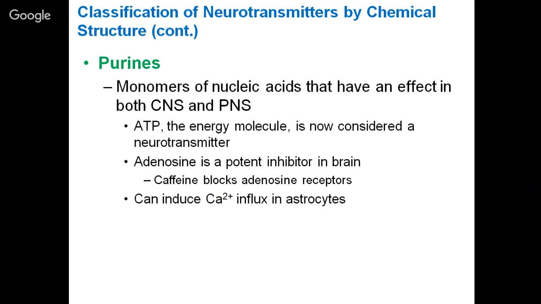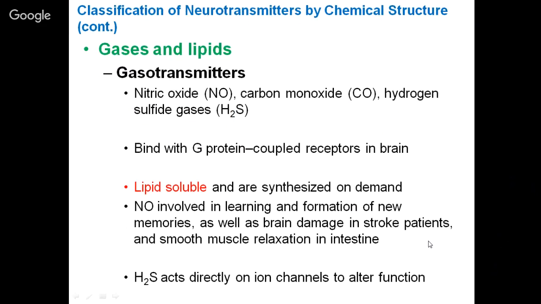The purines, the other category, are monomers of nucleic acids that have an effect on both the central nervous system and the peripheral nervous system. ATP, the energy molecule, is now considered a neurotransmitter. Adenosine is a potent inhibitor in the brain, and also these monomers can induce calcium ion influx in the astrocytes.